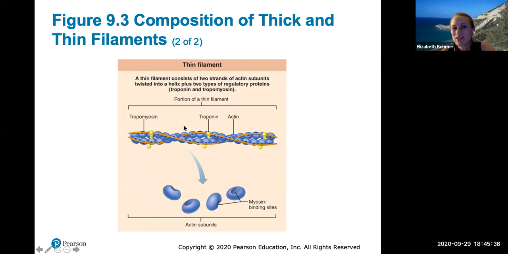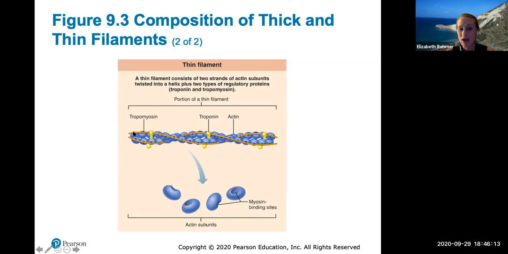Now we'll talk about these two regulatory proteins, tropomyosin and troponin. And if you remember anything from tonight, try to get in your head the differences between tropomyosin and troponin. Tropomyosin is the spaghetti-like structure that covers up all of the myosin binding sites on the actin. And troponin is just a singular protein that will help the tropomyosin move off of the binding sites when the myosin heads are ready to bind.